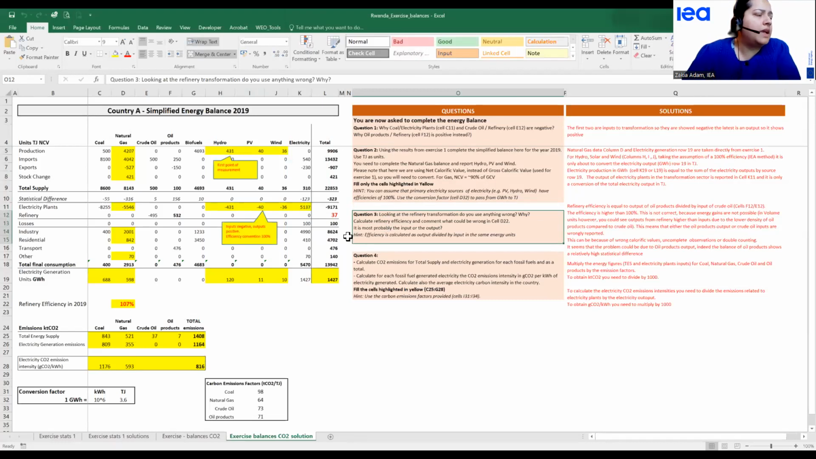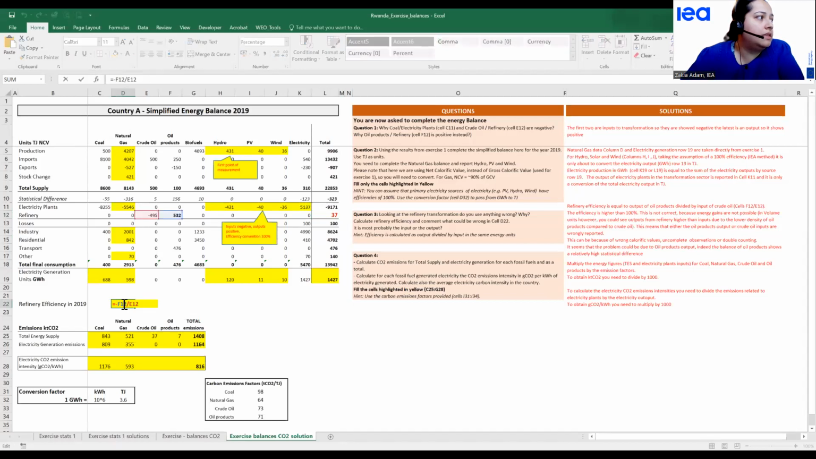Exercise 3, looking at the refinery transformation, do you see anything wrong? Why? If you look at refinery here, you have minus 4,495 input of crude oil, you have 532 output of crude oil, and you have a gain of 37 terajoule. So here we see that output is bigger than input. So if you calculate the efficiency, it's over 100%. So you get 107%. And this is not correct because energy gains are not possible in energy terms.